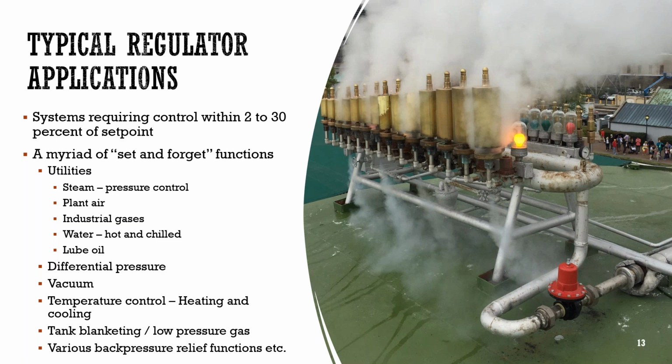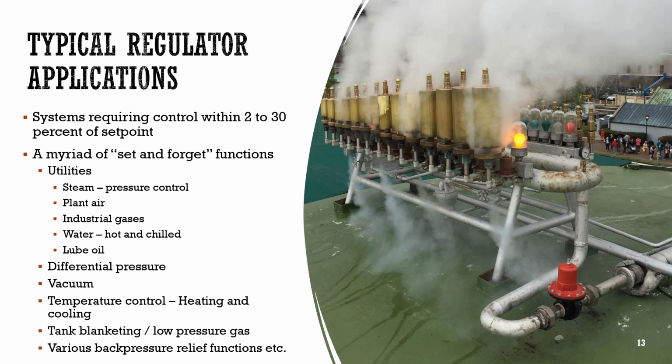Typical regulator applications: systems requiring control within 2 to 30% of set point. Now, if you recall, we said that the control valve with a positioner can be accurate within 0.5% of the desired set point. Here we're talking anywhere from 2% to 30% of the set point. So one of the important considerations that should jump off the page at this point is that you're not going to get the accuracy in a regulator that you're normally going to see in a control loop. So that's one of the things that we need to keep in mind.